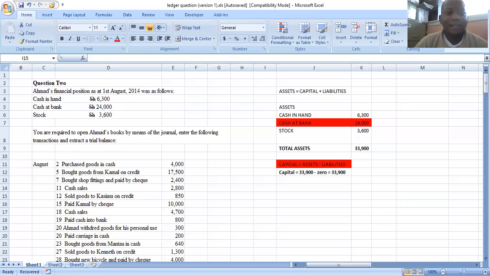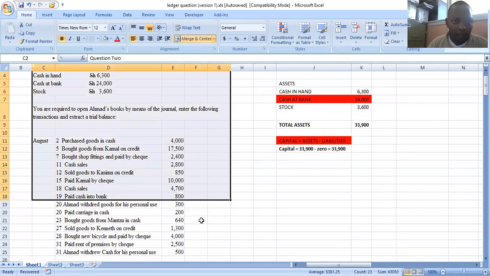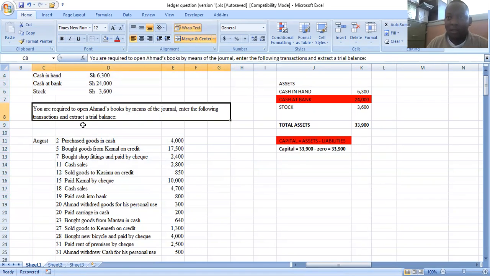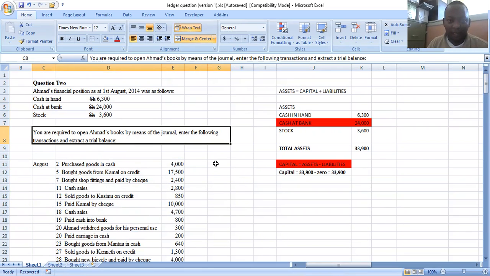Hi, this is that part of the second lesson, that is the ledger and the concept of double entry. Now we are still going to look at this question. So in this part, we shall post these transactions in the ledger, then balance off these ledgers, and then at the end, we prepare the trial balance. So remember in the second part, we did the journal. So here we are going to do the ledger.